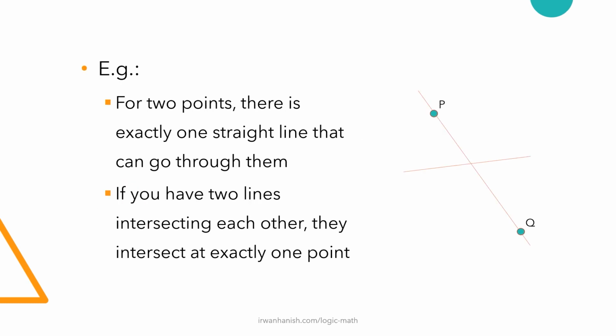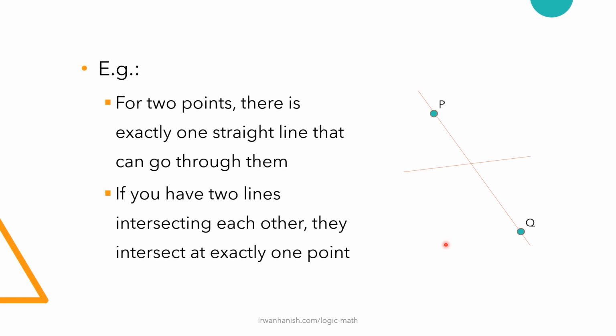A straightforward example of an axiom is this one. If you have 2 points, P and Q, there is exactly one straight line that can go through them. So that's one axiom. Another axiom is if you have 2 lines intersecting each other, they intersect at exactly 1 point.